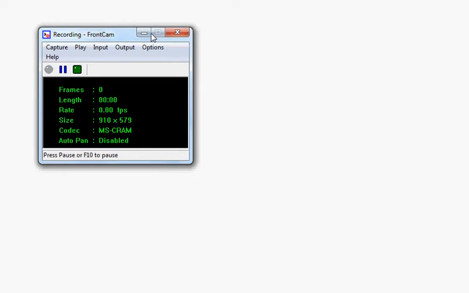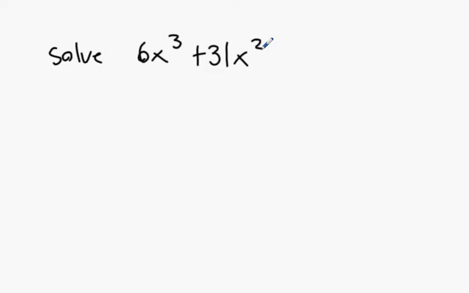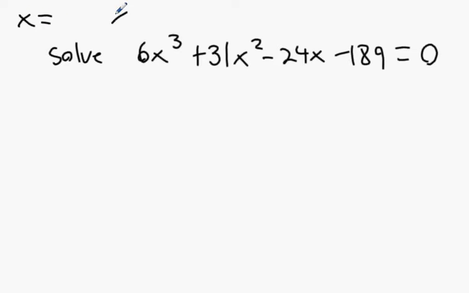Question one, guys, is solve 6x cubed plus 31x squared minus 24x minus 189 equal to 0. Okay, it's a solve question. You'll not be happy until you have how many answers? So at the end of the question you should have x equals something, something and something else.